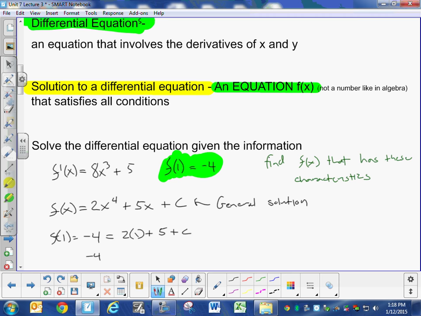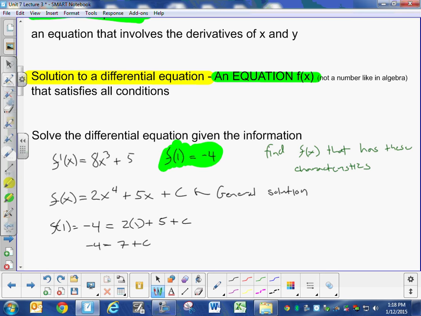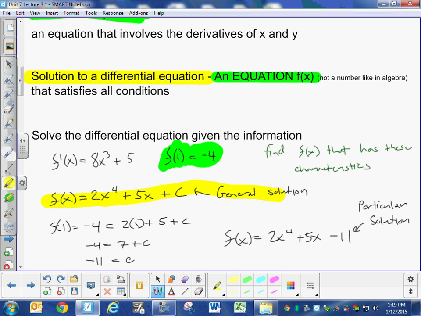I get negative 4 is equal to 7 plus c. C is equal to negative 11. And this function, 2x to the 4th plus 5x minus 11, that's my particular or my specific solution. So all you got to do is really find the c after you find the antiderivative.